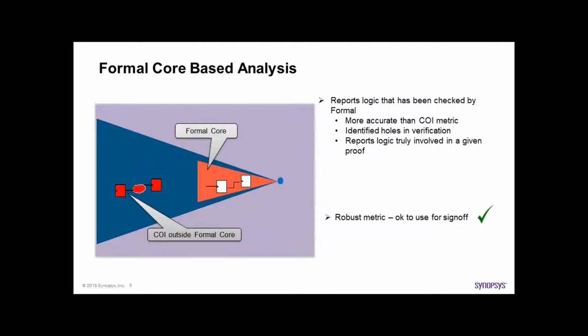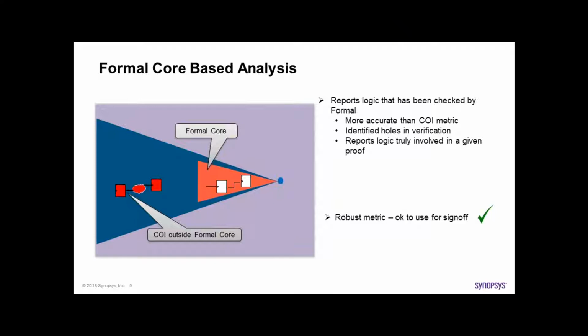Some companies do use it to sign off with formal. Some companies are using formal core-based analysis to actually take their designs and sign off on them and say, okay, I'm happy with what I've tested here. However, it doesn't answer all of the questions. Just because I've told you that I've tested a piece of logic, that doesn't mean I've tested everything about it. Yeah, okay, my 64-bit counter might be involved in some sort of proof, but it doesn't mean I've proven everything about that. There could be a really serious bug in there. So although formal core tells me what I've checked, it doesn't tell me that I've checked everything about that.